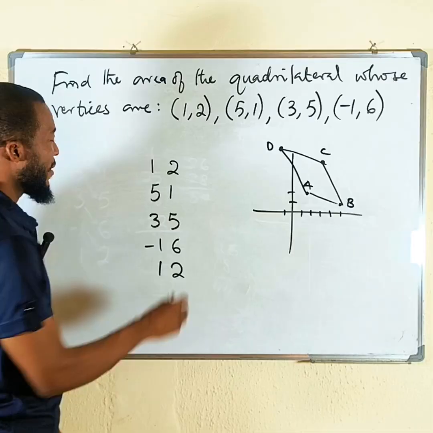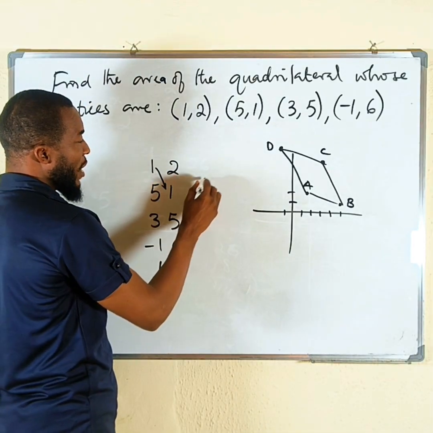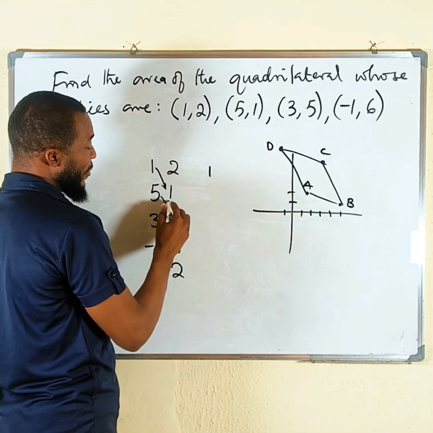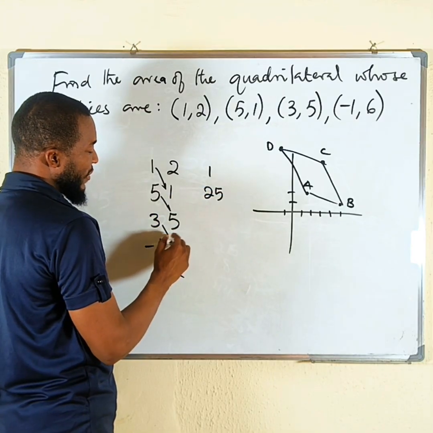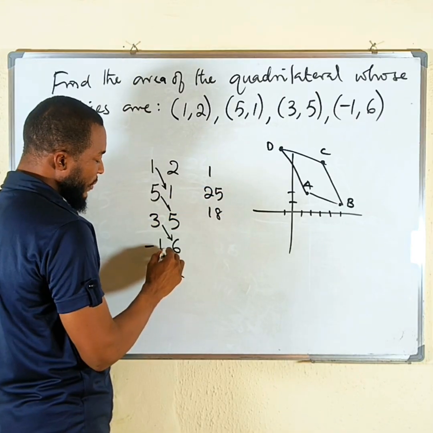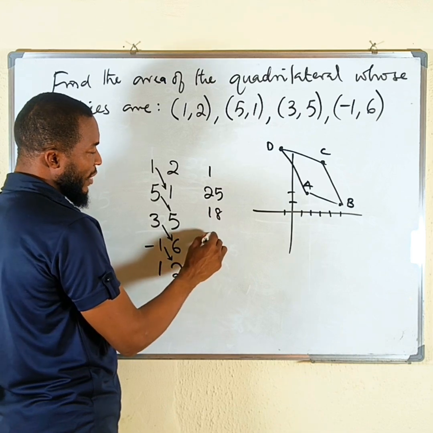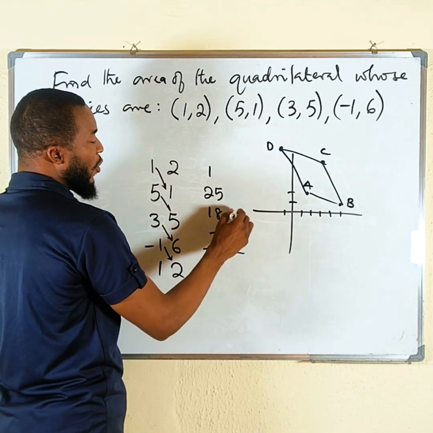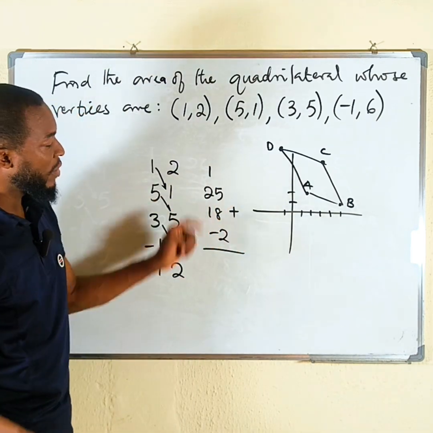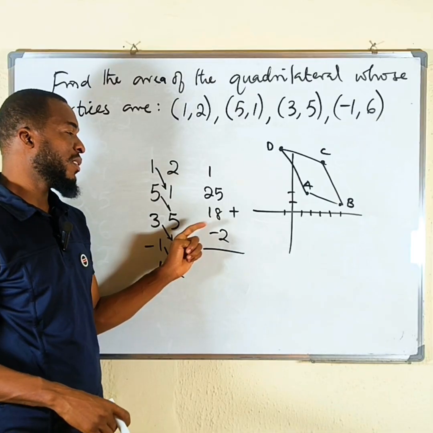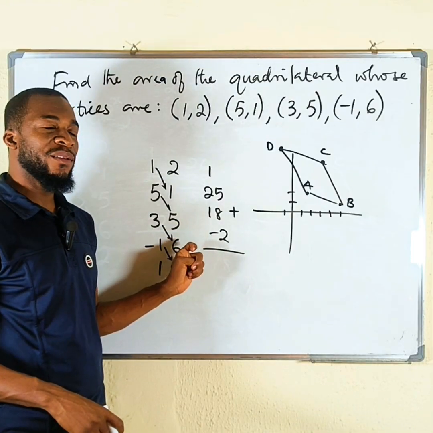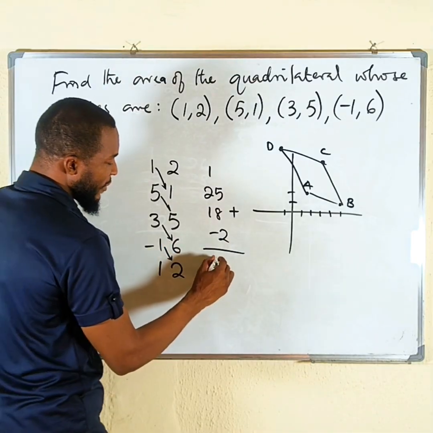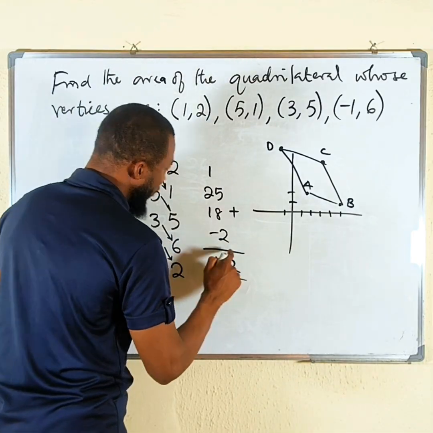Remember your shoelace. 1 multiplied by 1 will give us 1. 5 multiplied by 5 will give us 25. 3 multiplied by 6 will give us 18. Negative 1 times 2 is negative 2. Then you add all of this together. 1 plus 25 is 26, plus 18 is 44, plus negative 2 is 42. This is 42. You're done with this one.